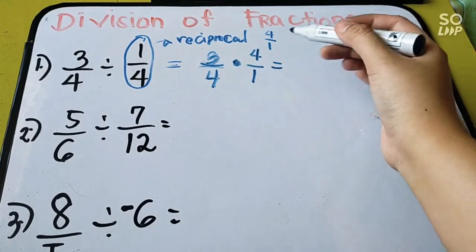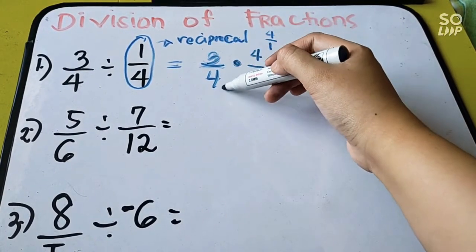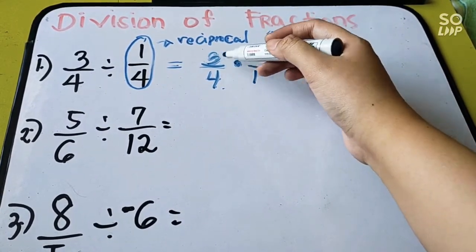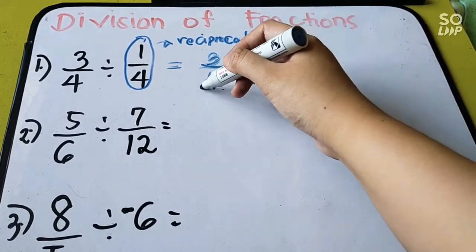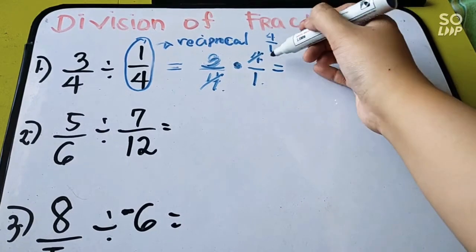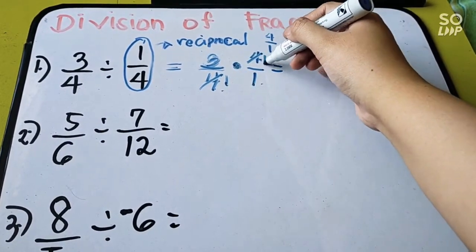O, dito, pwede tayo mag-cancellation. Si 3 and 4, hindi pwede. Pero, si 3 and 1, hindi pwede. Si 4 and 4, yes, pwede po. So, cancel na yung 4 dito at saka yung 4 dyan. It becomes 1. It becomes 1.